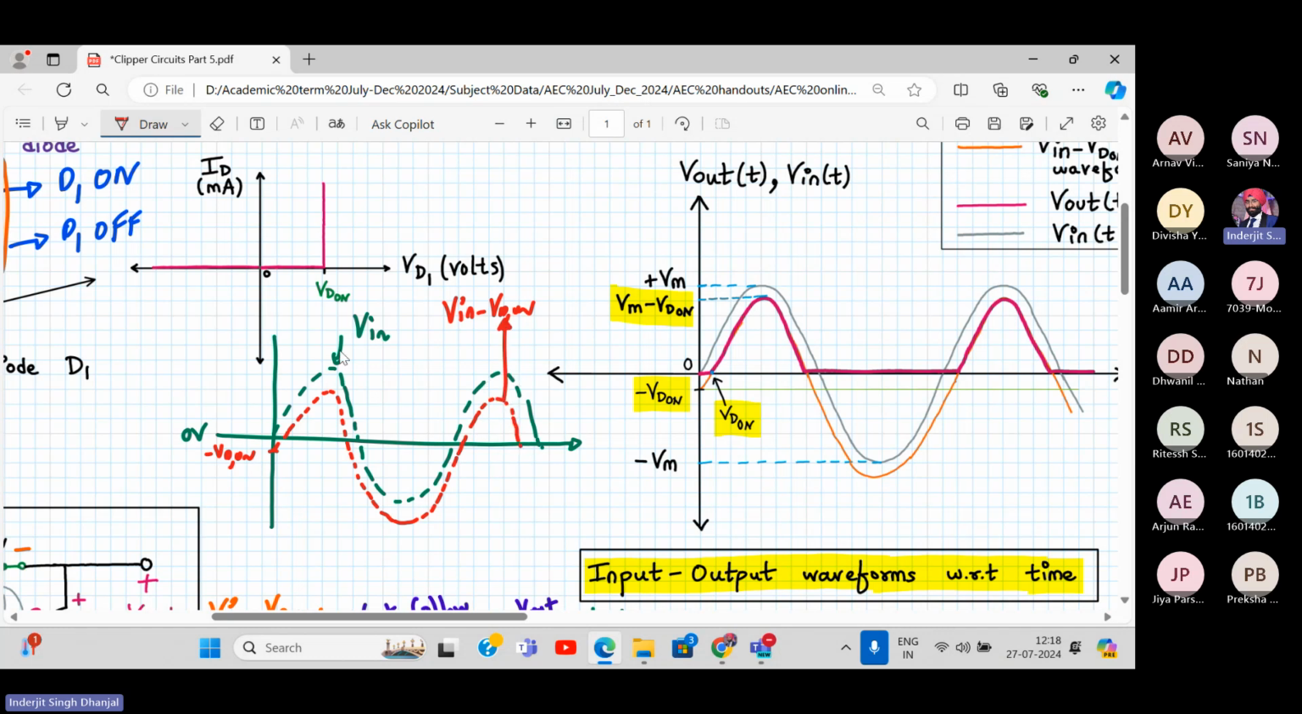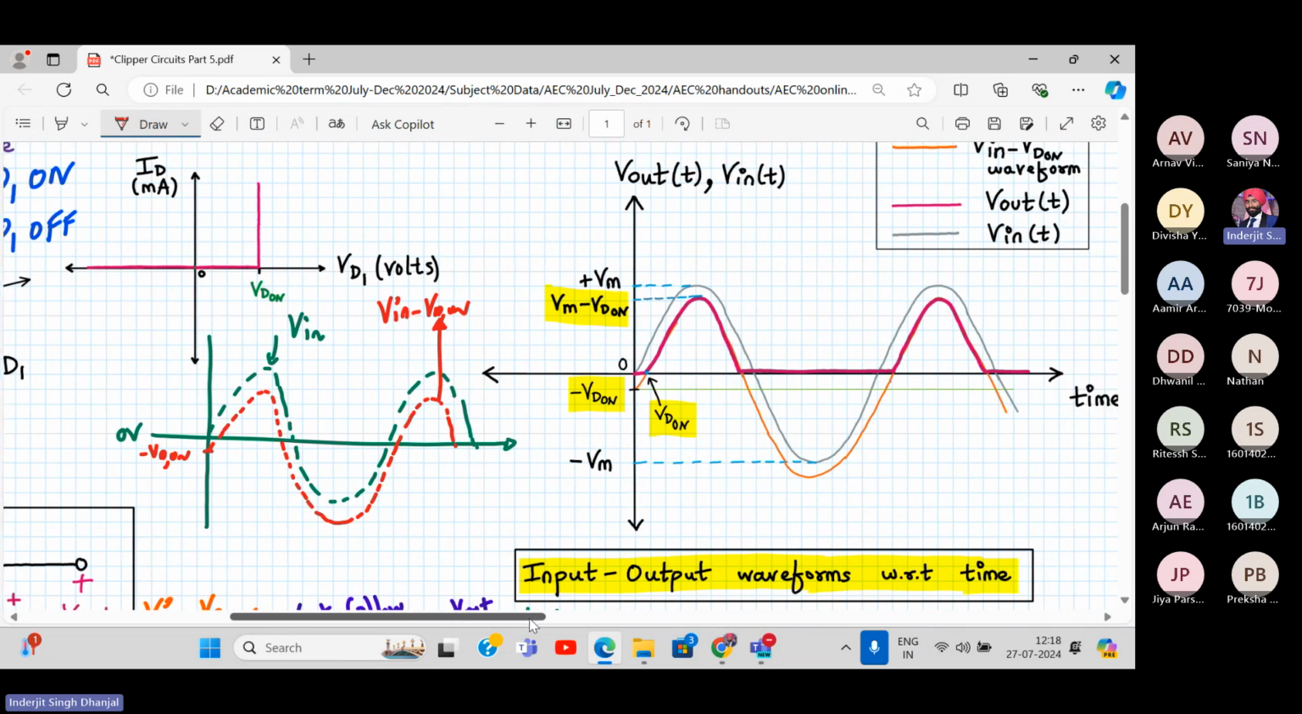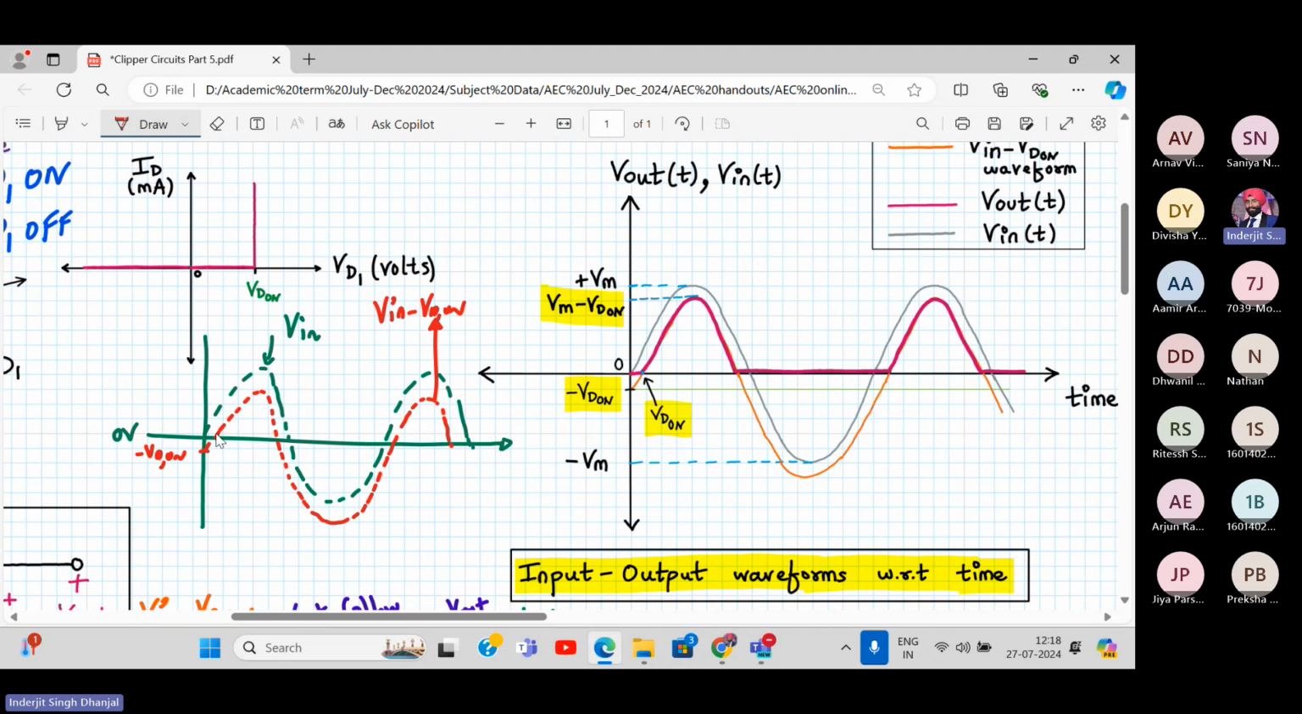So this line is the input line, and this is the V in minus VD on line. Did you understand? At every point, there is a difference of minus 0.7 here. Are you following? Yes or no? So this is also 0.7, this is also minus 0.7. So where is my clipping level over here? What is my clipping level over here? VD on.